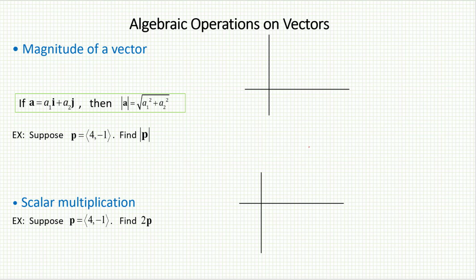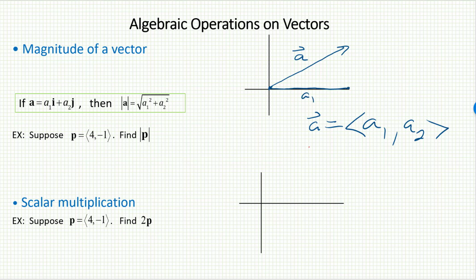Algebraic operations on vectors. Let's talk about the magnitude of a vector. Let's say we have some vector, vector A, and we know what magnitude means. It just means how long is that vector. Suppose the component form of this vector is a1, a2. That means, since I've drawn this as a position vector, that this length here is a1, and this length here, the vertical component, is a sub 2.